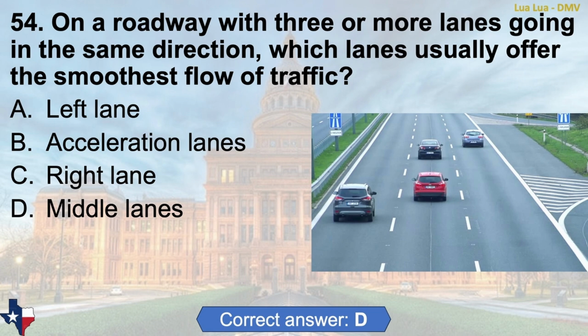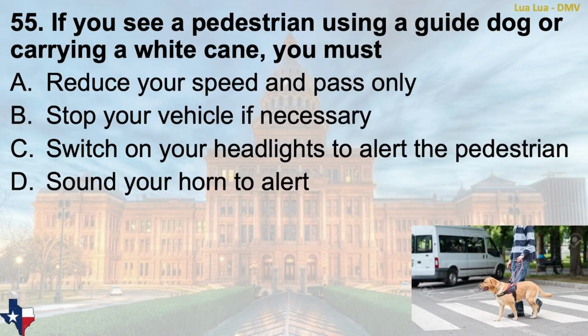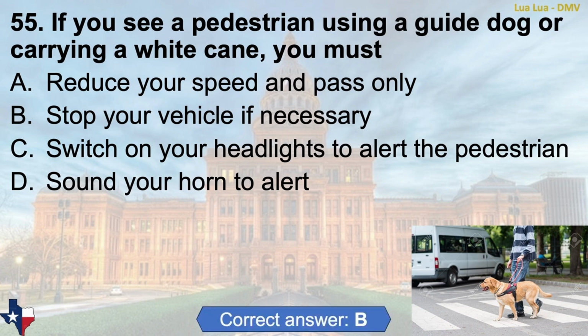Middle lanes. Question 55. If you see a pedestrian using a guide dog or carrying a white cane, you must A. Reduce your speed and pass only. B. Stop your vehicle, if necessary. C. Switch on your headlights to alert the pedestrian. D. Sound your horn to alert. The correct answer is B. Stop your vehicle if necessary.